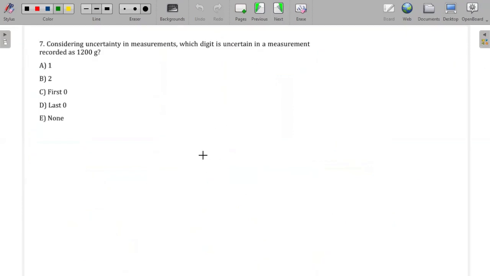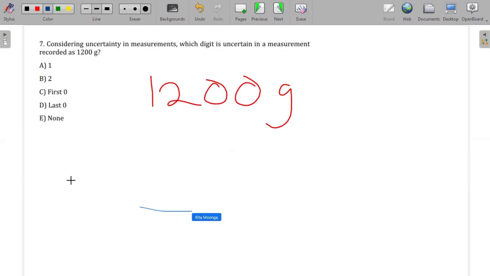So question 1, this one here. We'll start from identifying and then all the way up to finding the lower, upper, and uncertainty range. So this first one, they're saying, considering uncertainty in measurements, which digit is uncertain in the measurement recorded as 1200 grams. This question we will be answering together with you.